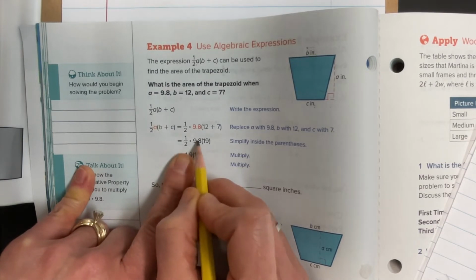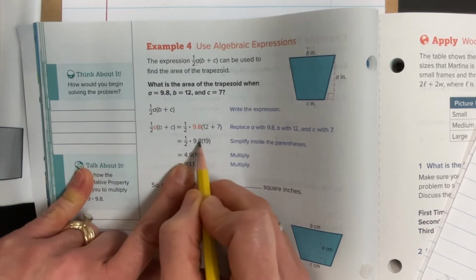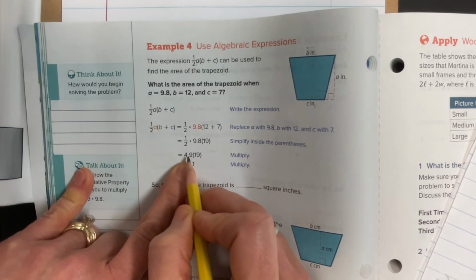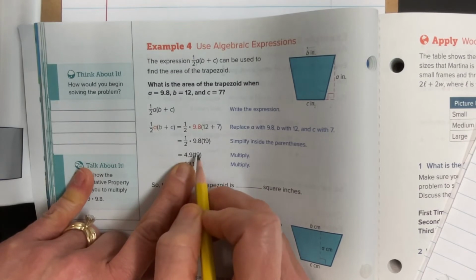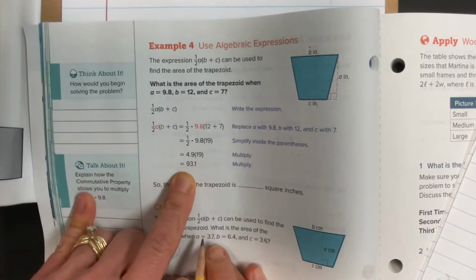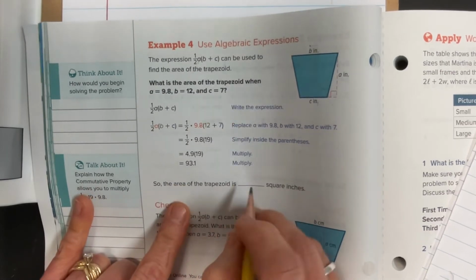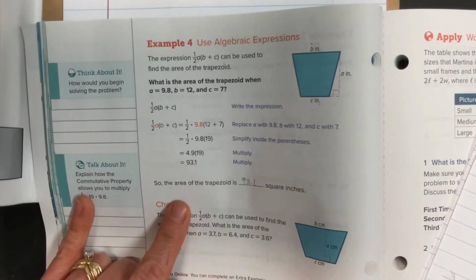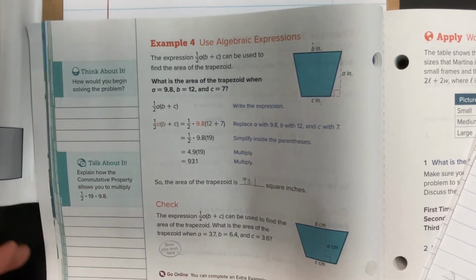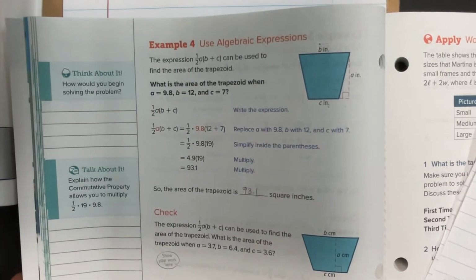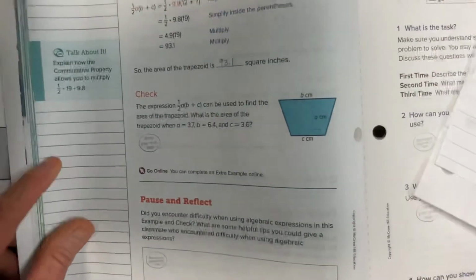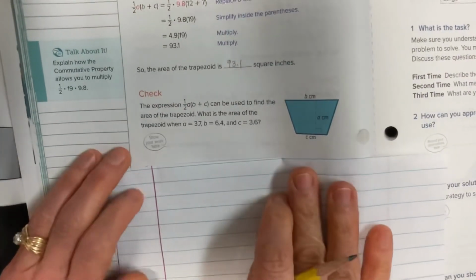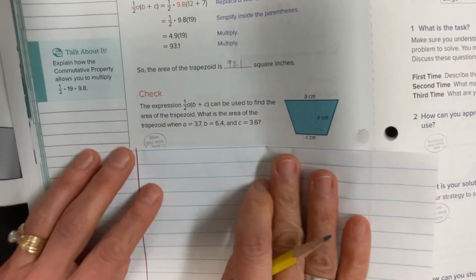And then you just go in order. You have 3 things multiplied. So 1/2 times 9.8 is 4.9. Multiply by 19 and you get 93 1/10 would be the area of the trapezoid. 93 1/10 square inches. Okay, so now it's time for you to try one. Okay, so again, pause the video, try it, and then see if you got the right answer.